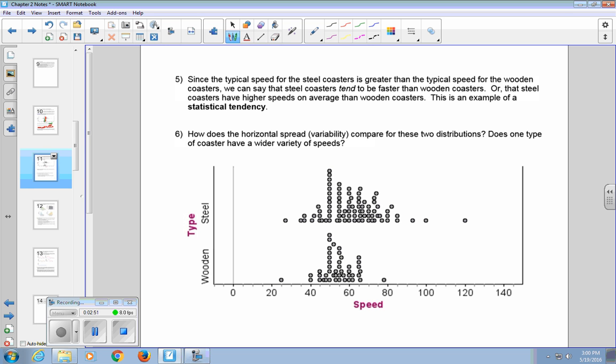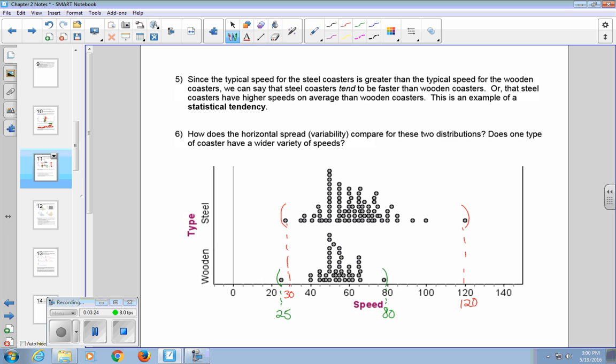Number 6, how does the horizontal spread or variability compare for these two distributions? Does one type of coaster have a wider variety of speeds? So if we take a look, steel coasters go from here to here. It's roughly 30 miles per hour up to about 120 miles per hour. And that's for the steel coasters. Wooden coasters, on the other hand, go from about here to here. It's maybe about 25 miles per hour up to 80 miles per hour.